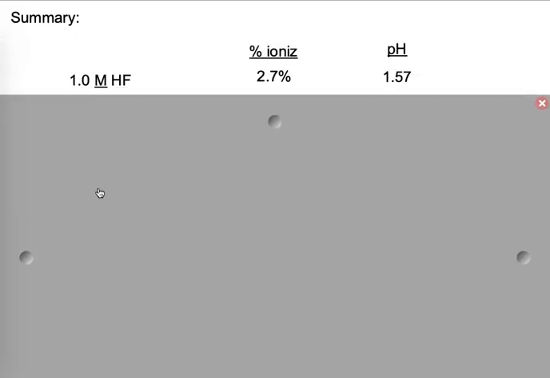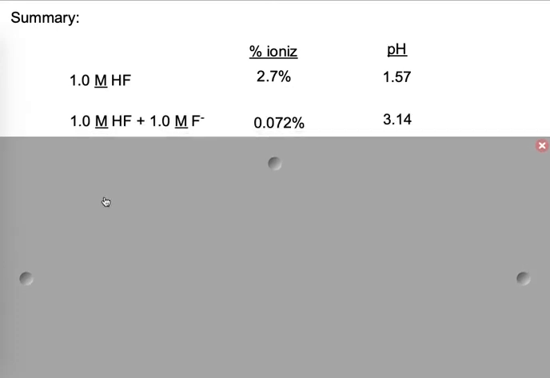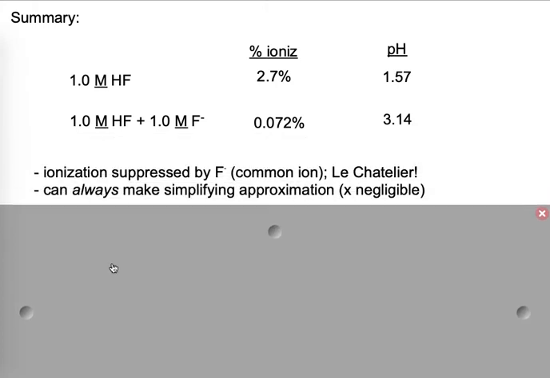1 molar hydrofluoric acid is 2.7% ionized with a pH of 1.57. 1 molar hydrofluoric acid plus 1 molar fluoride, a common ion, namely the conjugate base of the weak acid, is only 0.072% ionized with a substantially higher pH, 3.14, corresponding to a lower equilibrium concentration of the hydrogen ion. So what we see is that the ionization is suppressed by the presence of the fluoride ion, a common ion, which we can explain using Le Chatelier's principle.